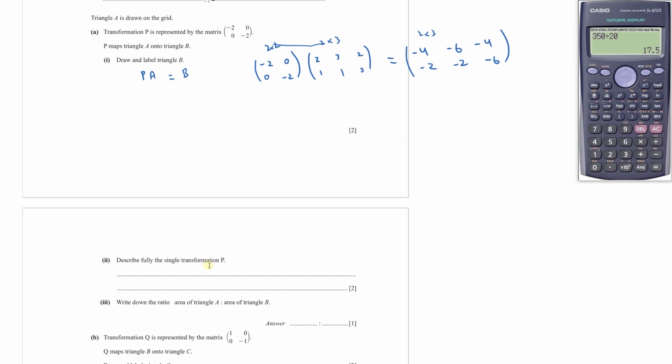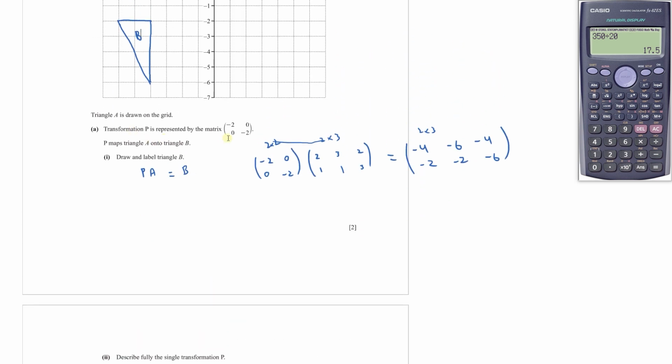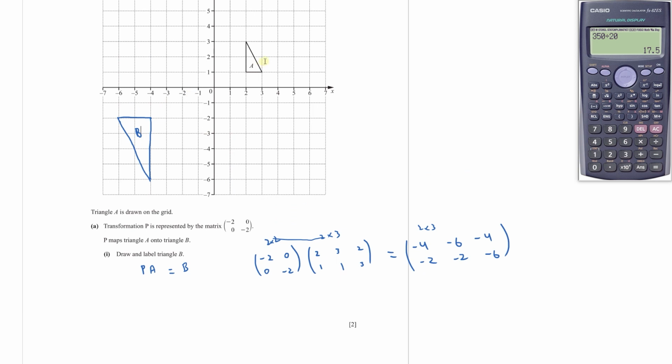Describe fully the single transformation P. So you're given this matrix P. If we look at triangle A, which is mapped onto triangle B through this transformation P, this is an enlargement because the size of the triangle has increased. To find the center of enlargement, I can connect corresponding points of the original triangle with the image. So this vertex in B is this vertex in A. So let's join these 2 points.